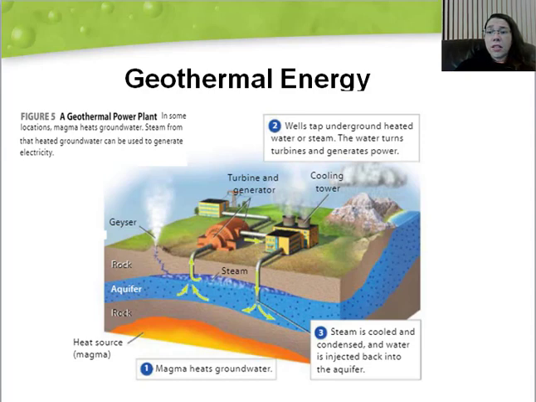The steam then rises to the power plants, where it turns the blades of the turbine, and then, of course, again, makes its way to the generator to produce electricity. So we'll just go through this with our map here.